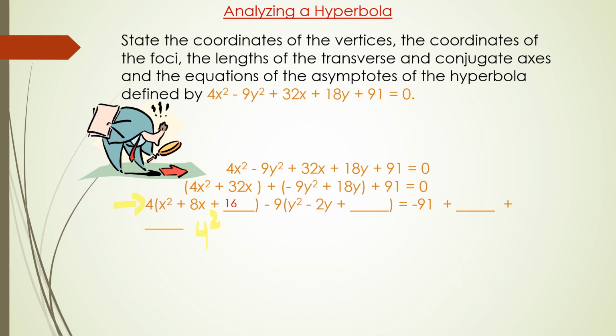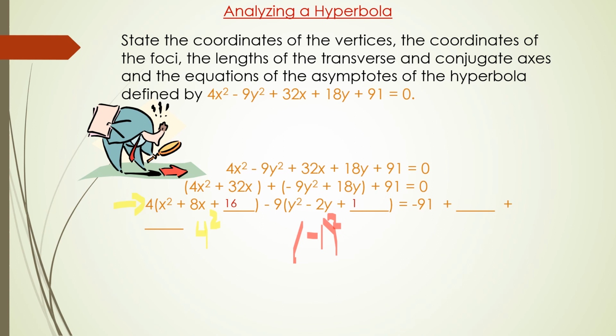Another one, we also have this. Negative 2 divided by 2 is negative 1. Negative 1 squared is positive 1. Right? So the 1 is also placed here.